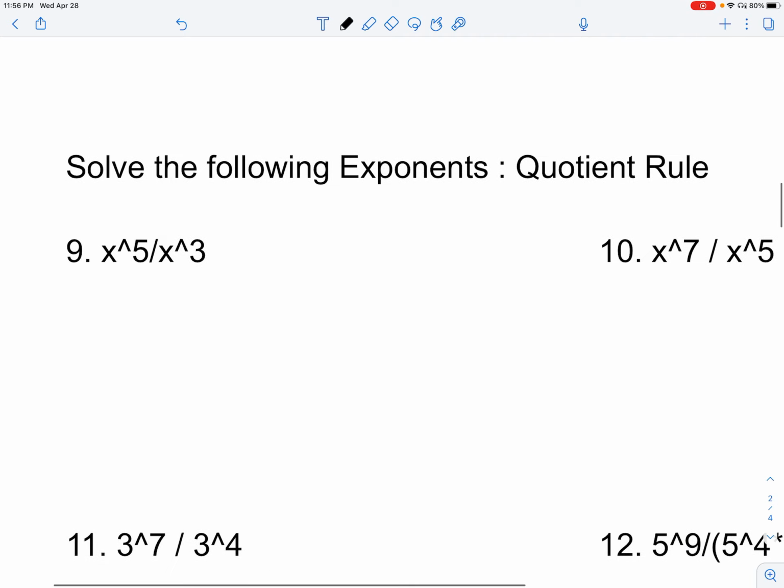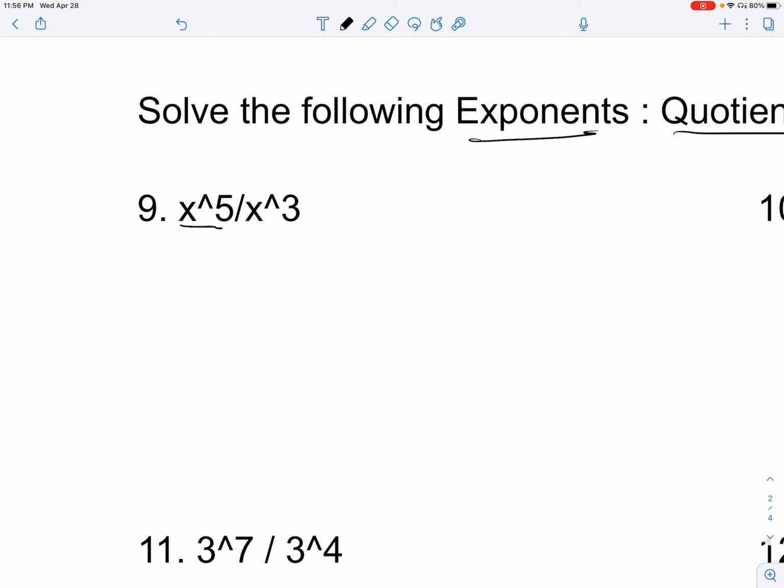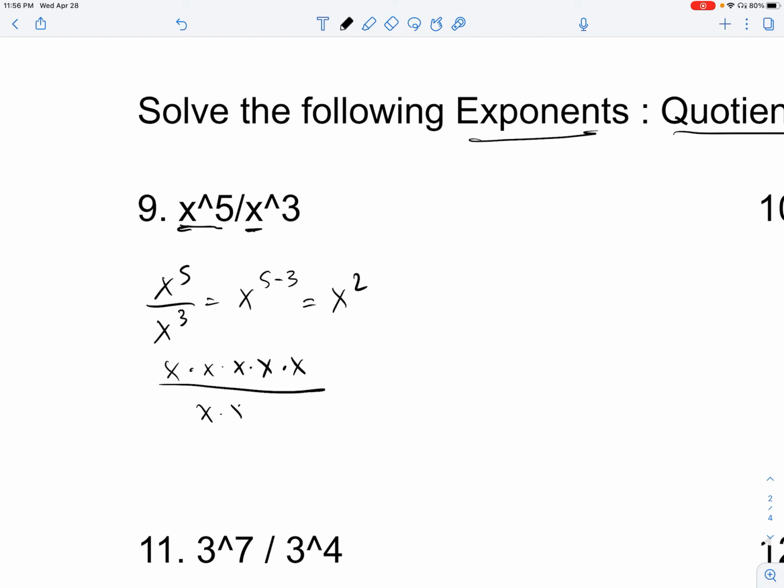Moving on. Now we have exponents quotient rule. In this scenario, x to the 5th, if you have the same base, you can subtract the exponents. X to the 5th divided by x cubed is going to be x to the 5 minus 3, which is going to be x squared. Now, if you want to demonstrate this, we can do 5 x's on top and 3 x's on bottom. Cross them out, and we only get x squared as our final answer, which is the exact same amount as we got from the quotient rule.